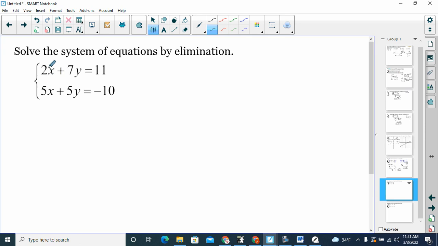So if I want this to be 10x, I need to multiply this top equation times 5. Multiplying the top equation by 5 is going to give me 10x plus 35y equals 11 times 5, 55. The bottom equation, I also need to have 10x, but if I multiply this by 2, that's going to give me 10x on the bottom. 10x and 10x make 20x.